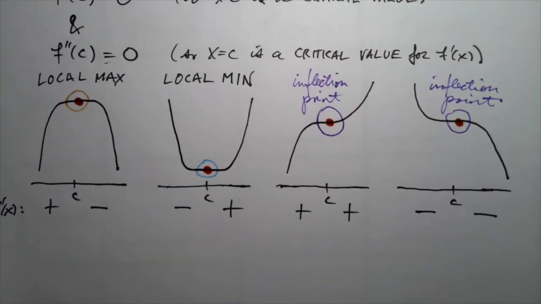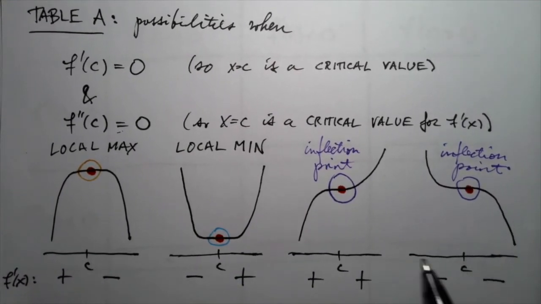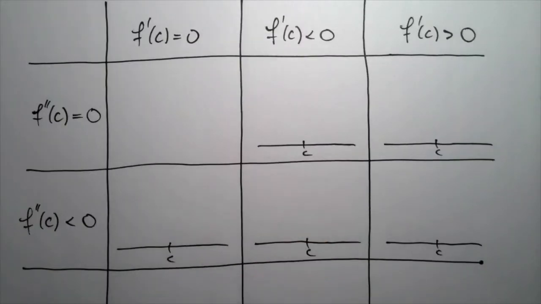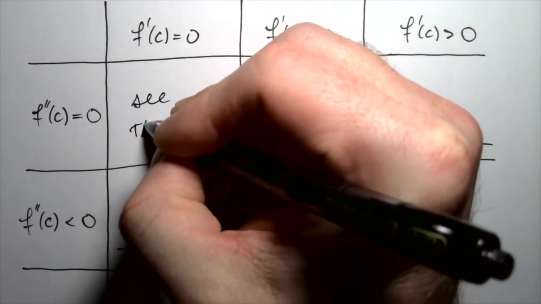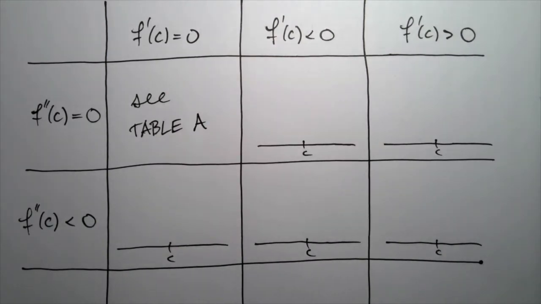Oh hey, we just did that. Remember this, table A? These are the possibilities. This is what can happen to the graph when the first and second derivative are both 0. So instead of rewriting that information, I'm just going to say see table A. Okay. You might want to rewind the video for a second and then take a freeze frame there at table A, take a screenshot or something, however you want to keep it for your records. That previous table, table A, is what happens in that case. What happens when the first derivative is negative, but the second derivative is equal to 0?